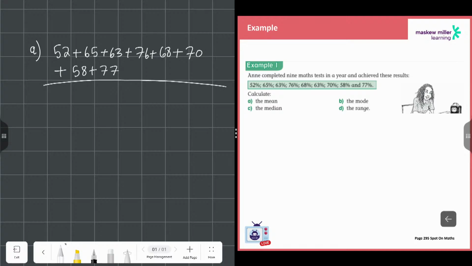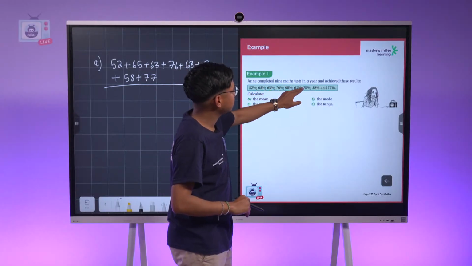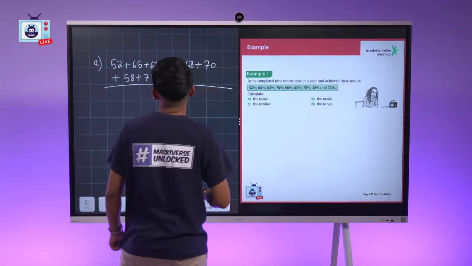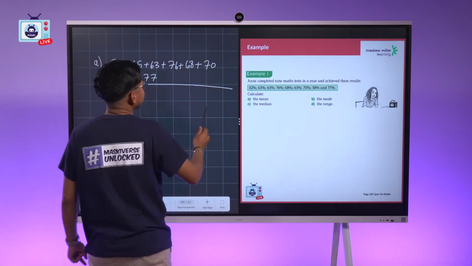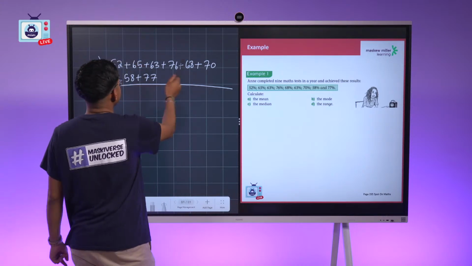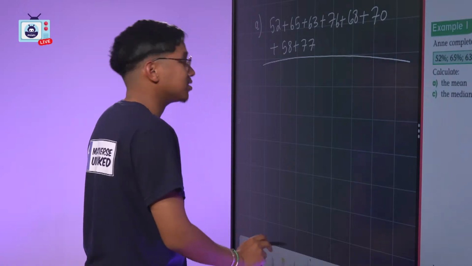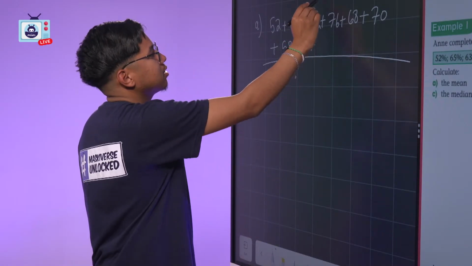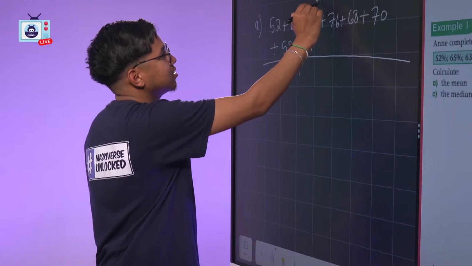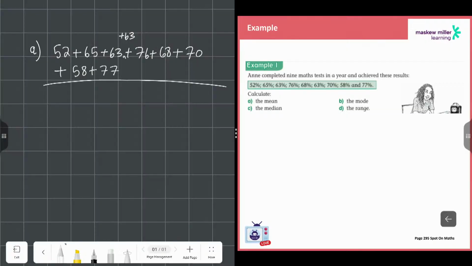Let's count how many numbers there are. 1, 2, 3, 4, 5, 6, 7, 8, 9. Okay? Okay, so I think I might have just missed a 63 here. 1, 2, 3, 4, 5, 6, 7, 8. So yes, I missed a 63. All right? So let us add that 63 in there. So I have plus 63. There we go. So let's count again. 1, 2, 3, 4, 5, 6, 7, 8, 9.